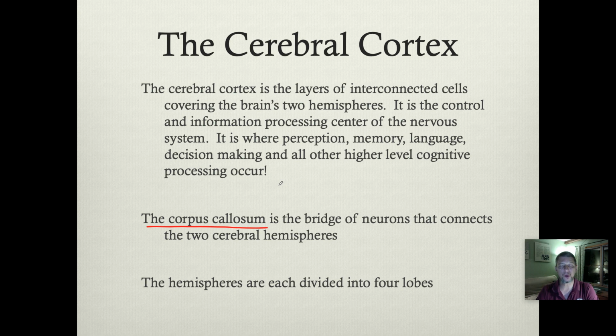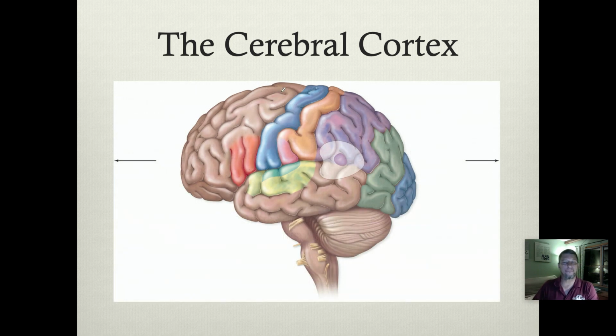The two hemispheres are each divided into four different lobes. Now, this is looking at the right side of the brain. You can see here's the brain stem. This is the cerebellum here. But all of this is the cerebral cortex. In this case, you cannot see the diencephalon because it's buried deep inside the cerebral cortex.